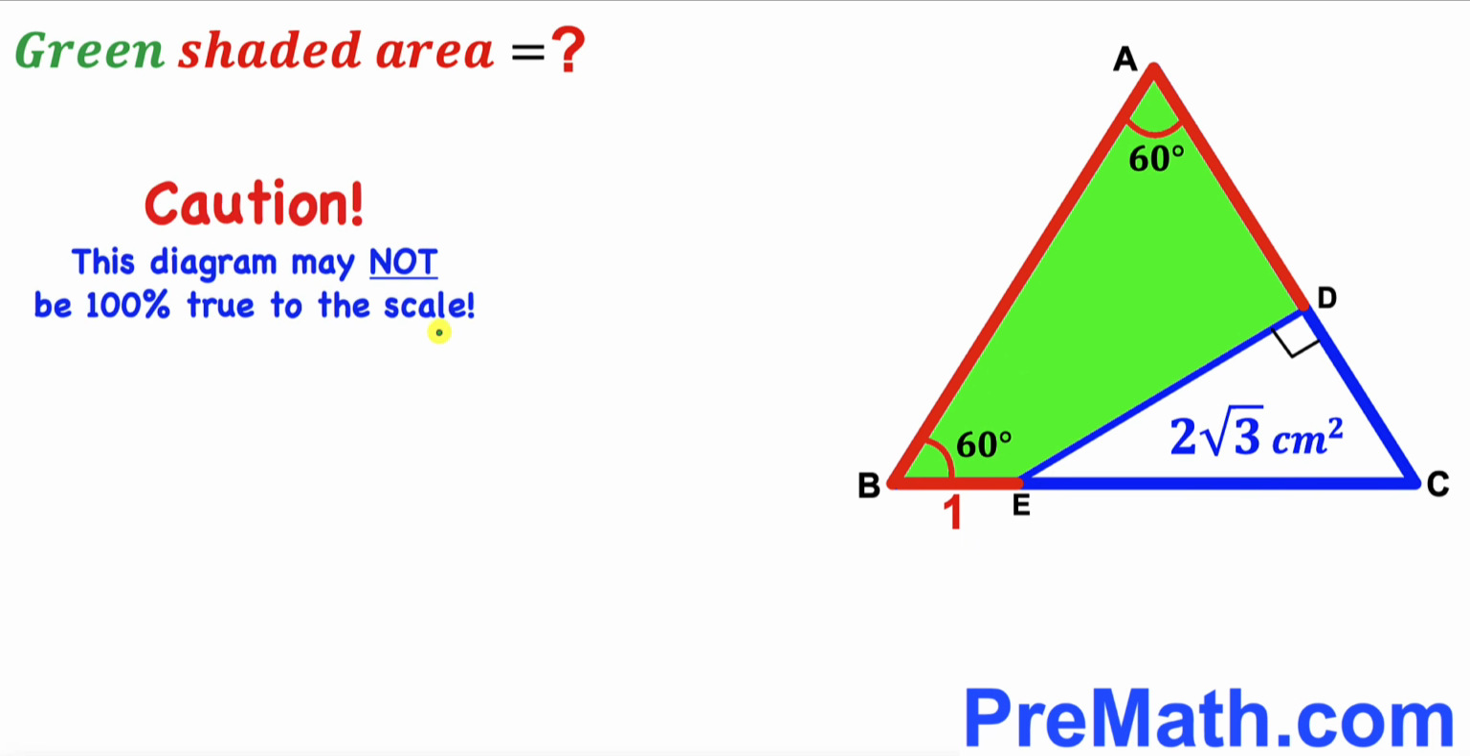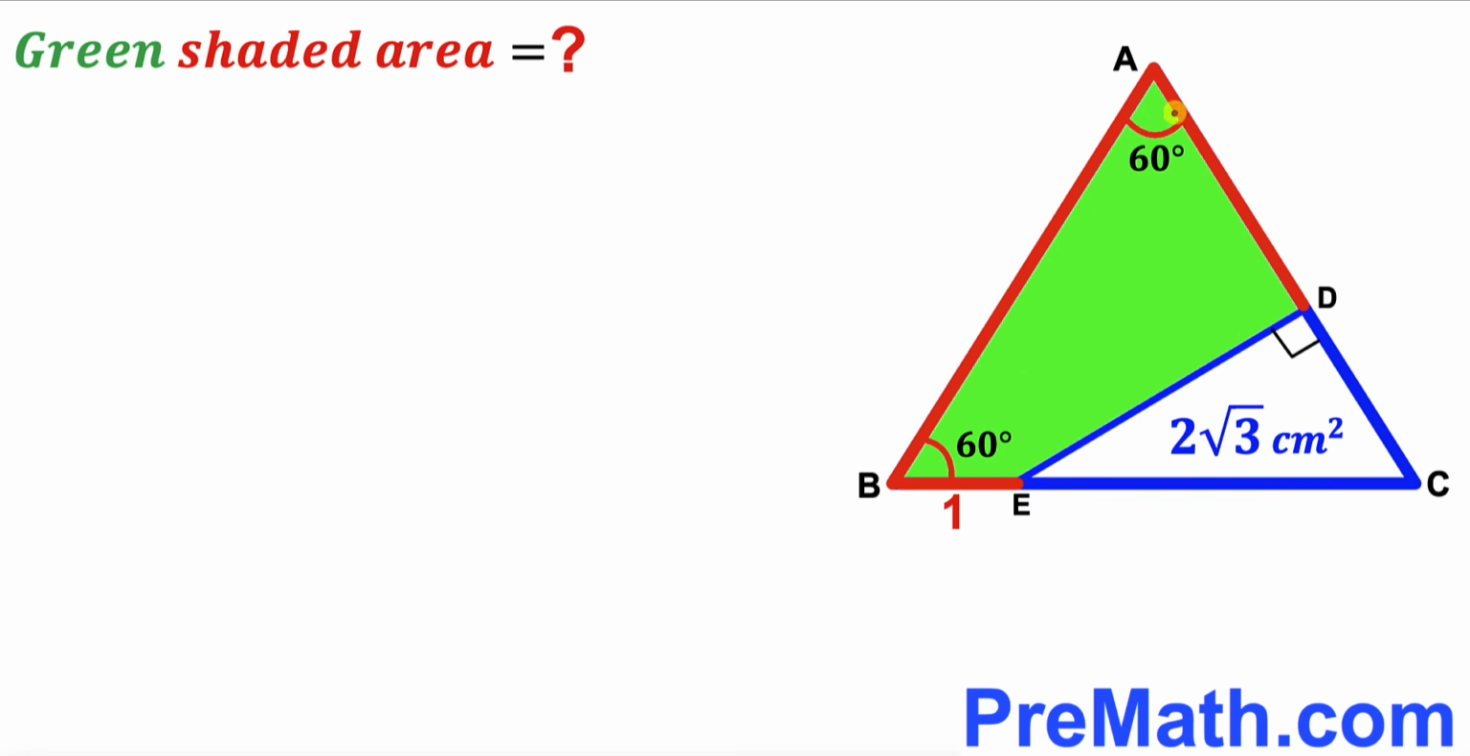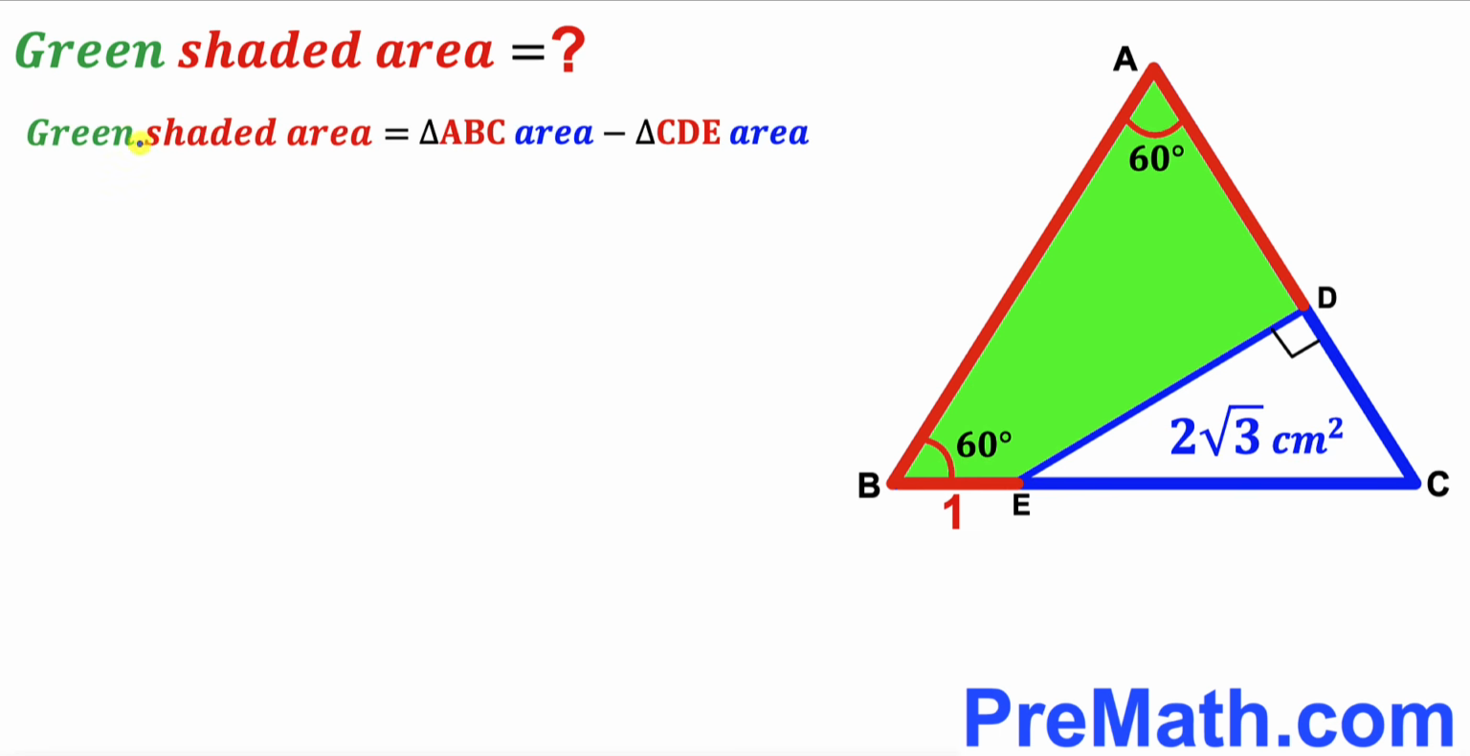Please keep in mind that this figure may not be 100% true to scale. Let's go ahead and get started. Here's our very first step. Since we are interested in calculating the area of this green shaded region, let's make an observation. This green shaded region area is going to be equal to the big triangle ABC area minus the area of this blue triangle CDE. We know that this blue triangle CDE area is 2 times square root of 3. So our only task now is to calculate the area of this big triangle ABC.